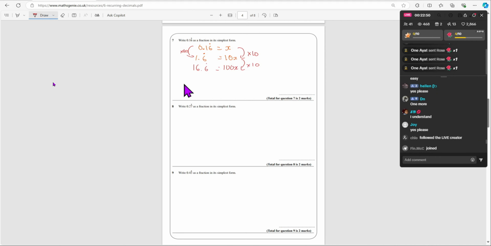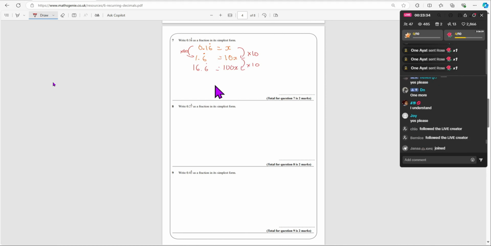Whenever we're trying to convert a recurring decimal into a fraction, you always try to cancel out the decimal places. We now know that 100x has a 6 recurring as a decimal, and 10x also has a 6 recurring. So if we do 100x minus 10x, these recurring decimals will cancel each other out, and we get a proper fraction. We couldn't do 10x minus x because they do not have the same decimal places.